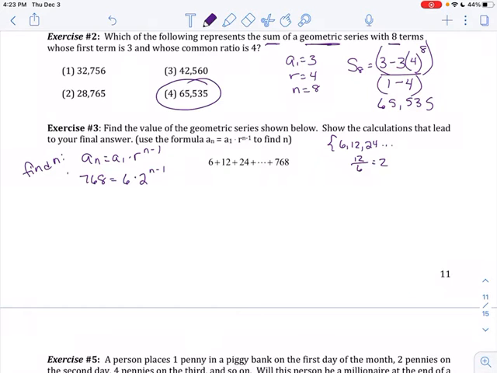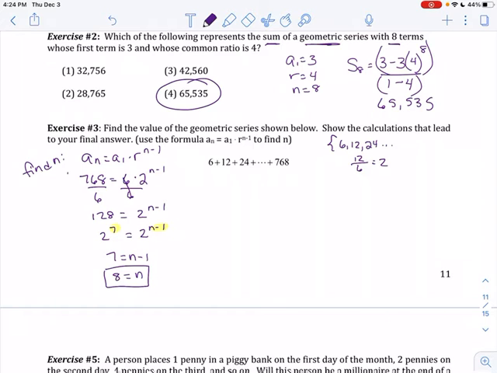All right, so I'm going to divide by 6. And 768 divided by 6 is 128, equals 2 to the n minus 1. And I can solve this either with logs, or I actually can get a common base. 2 to the 7th power is 128. Otherwise you could solve it with logs. And once you have a common base, you're really just setting those exponents equal to each other to solve. So 7 equals n minus 1, and n equals 8.